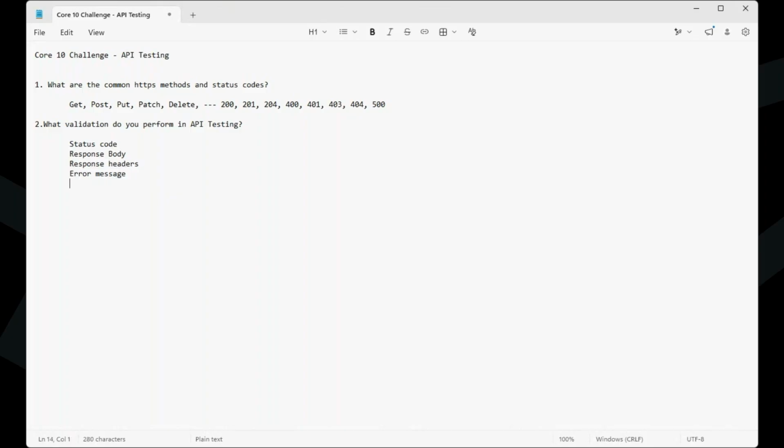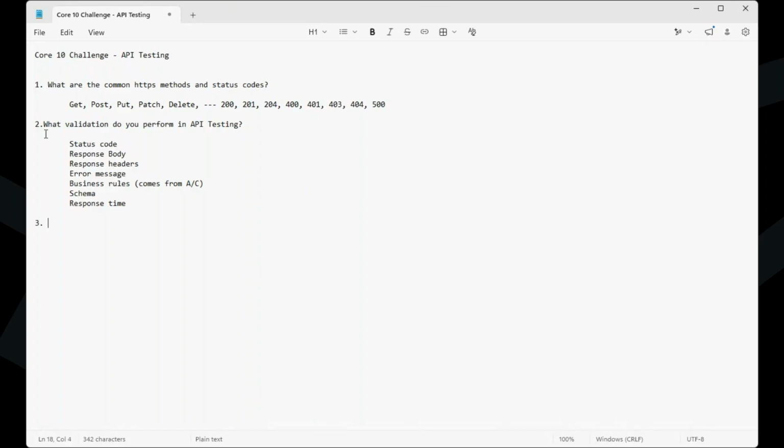Very important, error message. You can talk about the business rules, because you need to check the acceptance criteria; business rules come from acceptance criteria. You can talk about schema validation, very important. You can check the schema, and you can talk about response time as well. If the response is too slow, you can notify them. These are the validations performed during API testing.